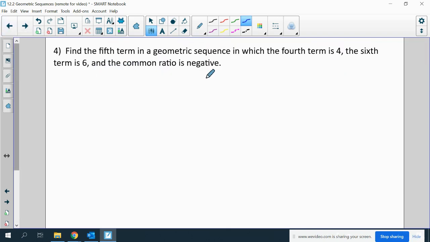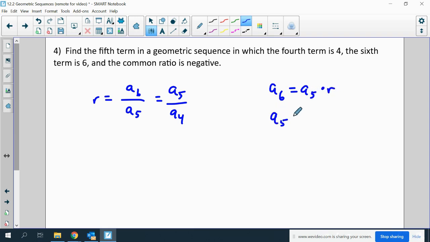Finally, find the fifth term in a geometric sequence in which the fourth term is 4, the sixth term is 6, and the common ratio is negative. Well, I know that r, just like in the last problem, is going to be the same thing as if I have a common ratio going on. So a sub 6 is really the same thing as the previous term times r, and a sub 5 is really the same thing as the previous term times r.